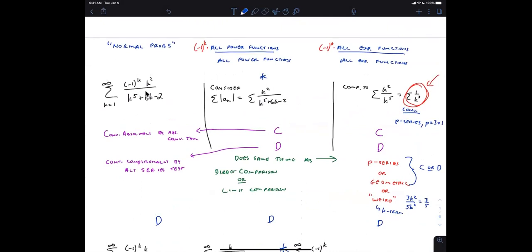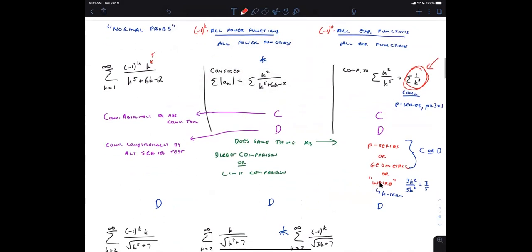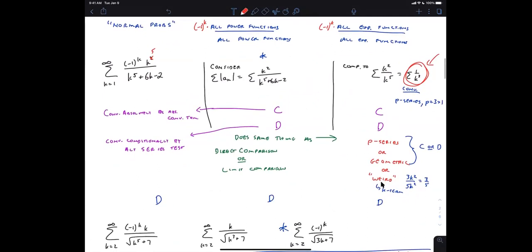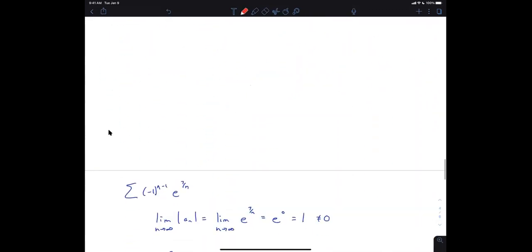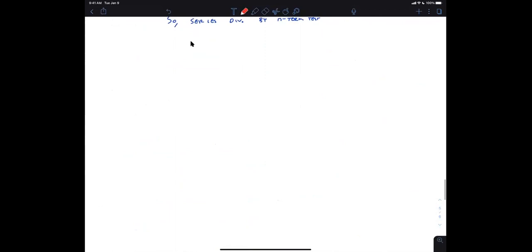But you know what? If I change it and it's k to the 5th over k to the 5th, now it's the k-term test. And that's what I mean by the weird example. Does that make sense? Yeah, I get it. Yeah, no, completely fine. Does everybody follow that? Okay. All right, cool.